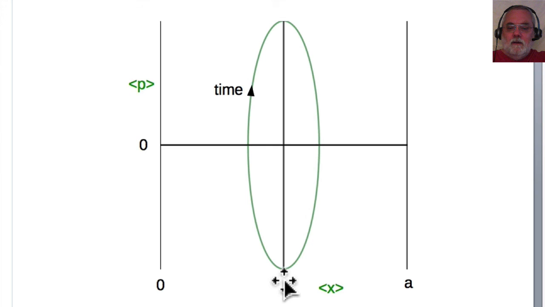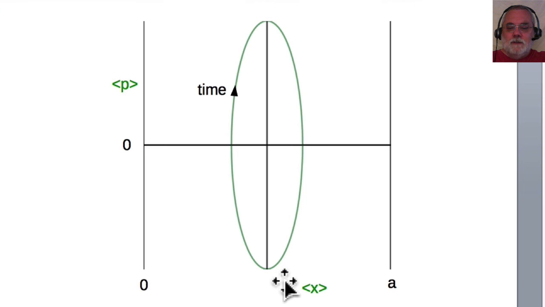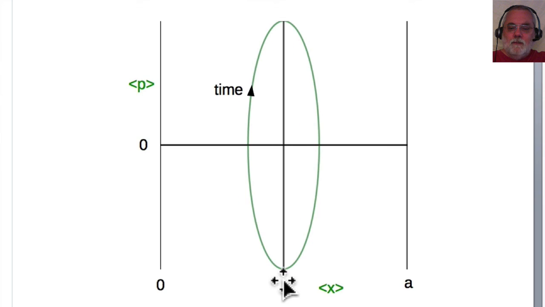So I'm pointing here to the bottom of this ellipse. That is a particular time. Time advances in this curve in a clockwise fashion. So the expectation value of position and momentum here, a short time later, moves to here, to here, to here.